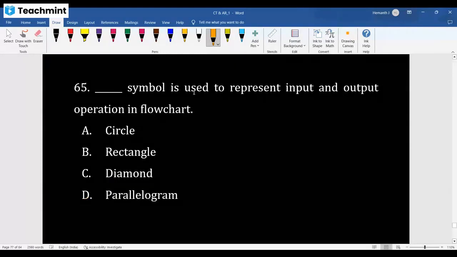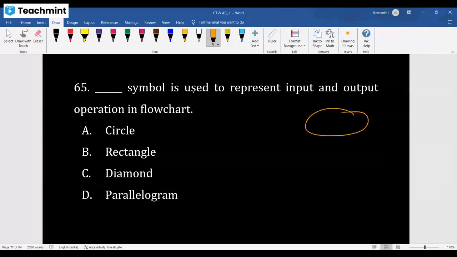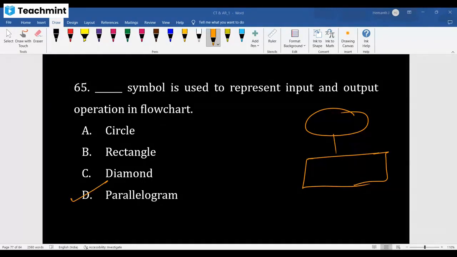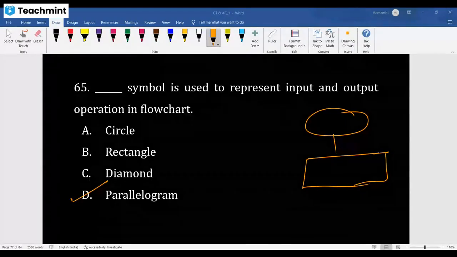Which symbol is used for input output? Just now we said this is start, and this is what, parallelogram or rectangle? Which one is used for input output? The exact one, when both are there. Is it a parallelogram or a rectangle for input output?